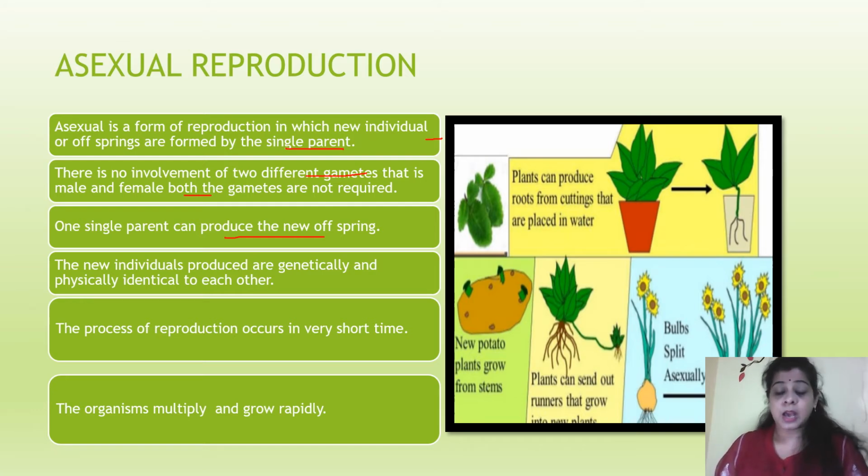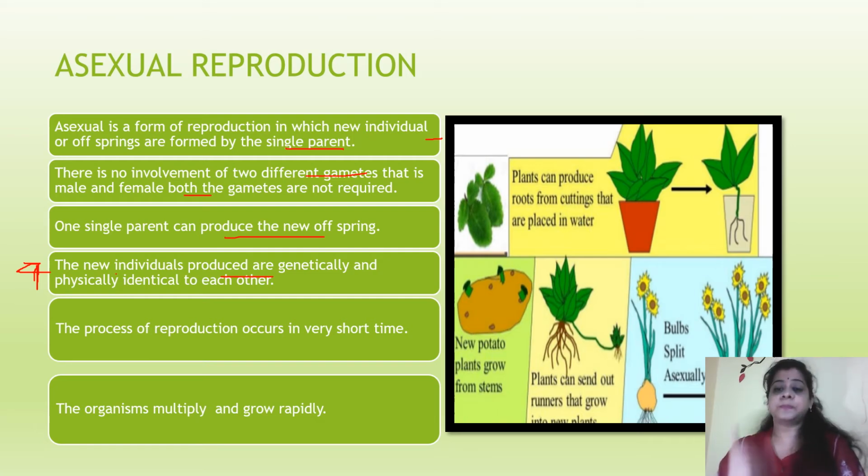Okay. Now look, the next point, the fourth point, is that the new individuals produced are genetically and physically identical to each other. When different male and female gametes are involved, the offspring will have the characteristics of both male and female gametes. For example, in human beings, if there is one child, that child has the characters of both mother and father. Some characters come from the mother, say the eyes or hands are like the mother's, and the voice or hair is like the father's. So both characters are present in the child, because the child is produced by a female and a male.